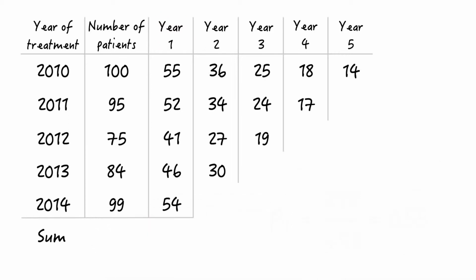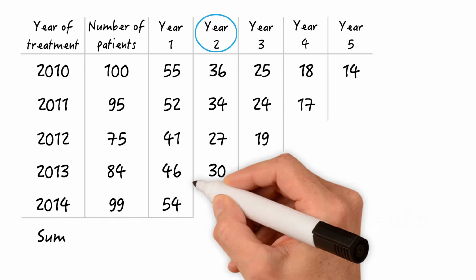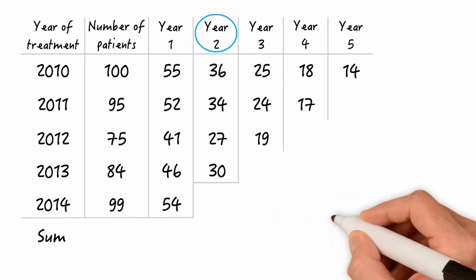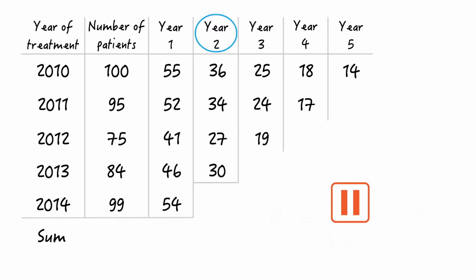In order to know what proportion survived the second year, we need to know how many people survived until the end of year 2 and divide that by the number of people who were at risk of dying during that year. And that's everyone who went through that year, right? How many people are those? Pause the video and come back when you think you know the answer.